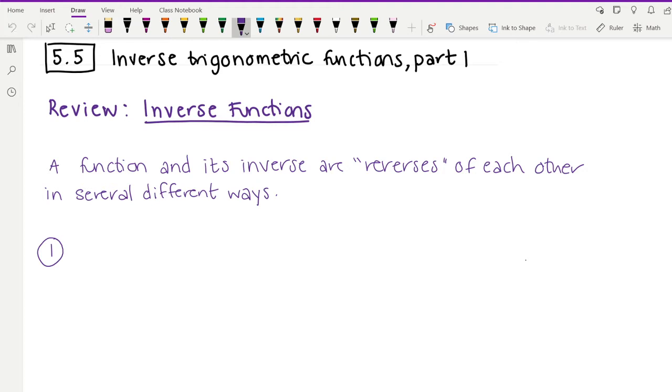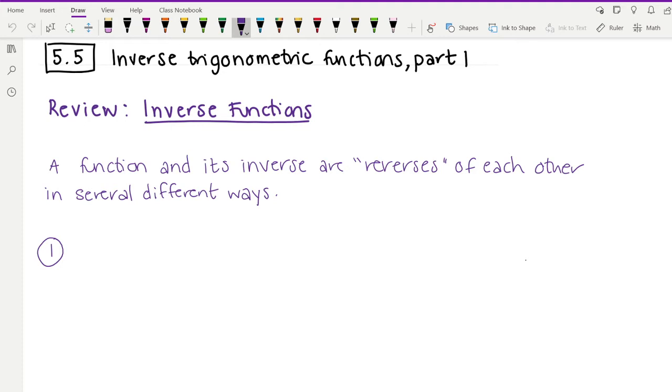Hi everyone. So in this video, we're going to be talking about inverse trigonometric functions. This is a topic that we're going to be spending several videos on, and this is really going to be our first introduction.